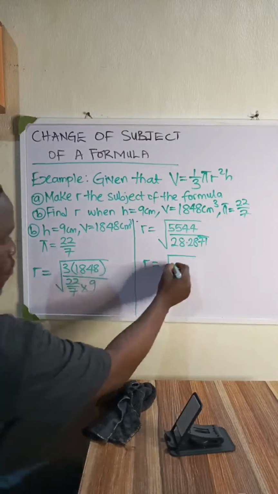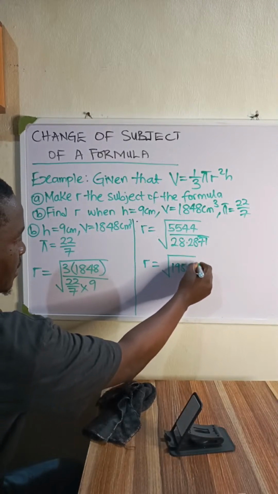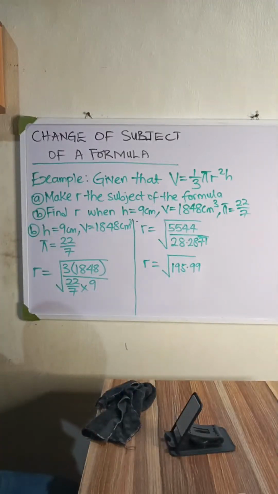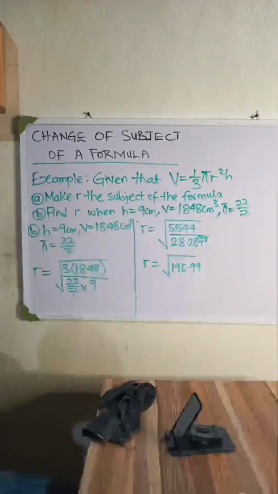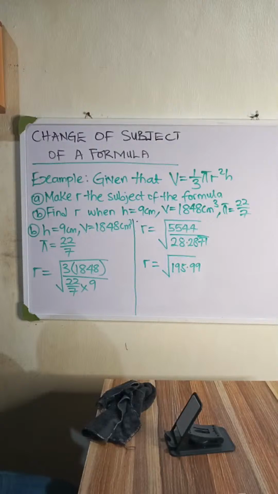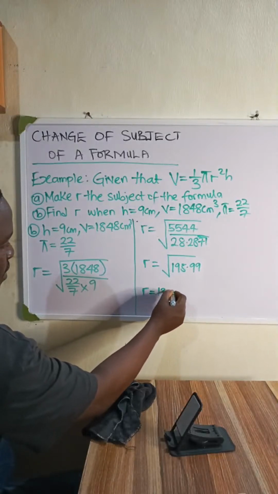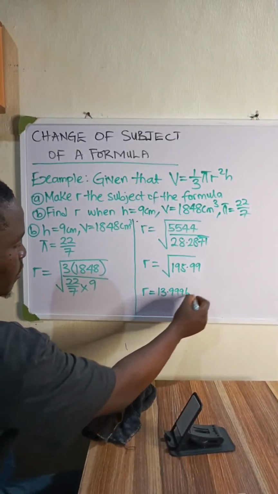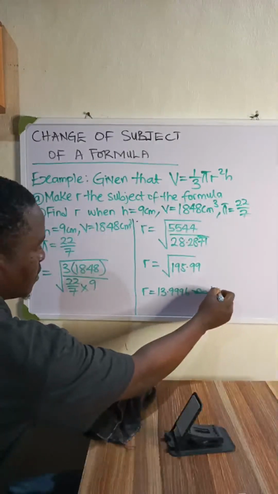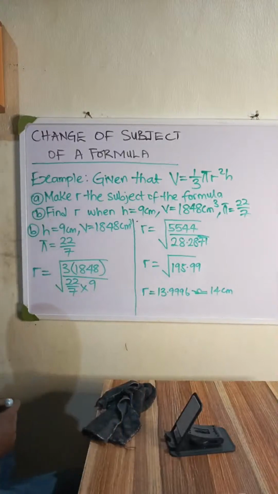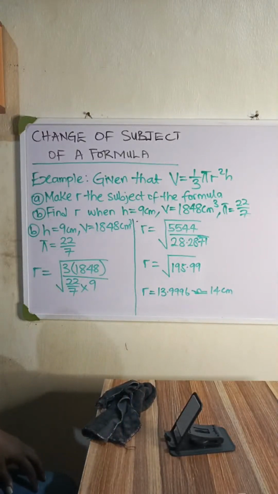I got 195.99. Okay, then we can now do the square root of that value. Square root of 195.99, we have 13.9996. So R is equal to 13.9996, so approximately 14 centimeters. So R is equal to 14 centimeters.